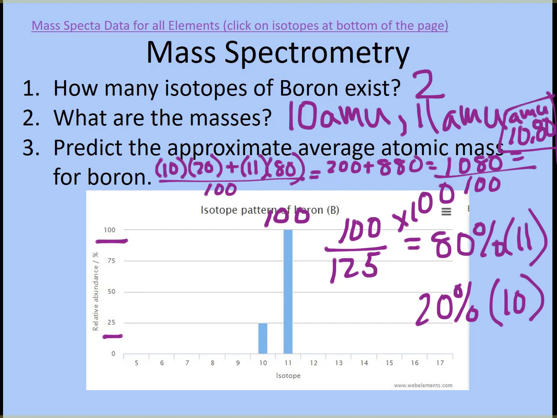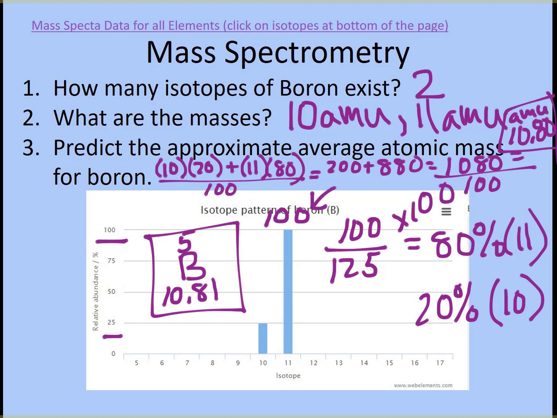And we can look at boron, see how well we did. So when I look at boron, it says that it's 10.81. So we did pretty good. So this just adds on to what we just learned with figuring out the average atomic mass and now looking at mass spectrometer data. If it doesn't put the highest peak at 100 and just gives you a percentage, then you don't have to do this first step. You can just go straight to the second step and calculate the average.